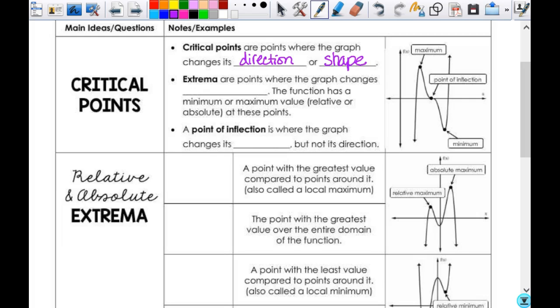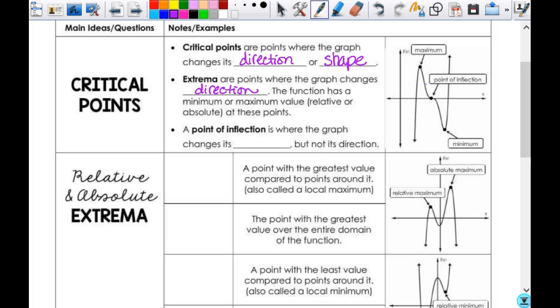So we have two things in our critical points list right now. Extrema, that's the plural for the word extreme. Okay, so extrema are points where the graph changes its direction. The function has a minimum or maximum value at these points. So here's my graph. I'm increasing, here's my maximum, and then I'm decreasing. So that's what it means by the change of direction.